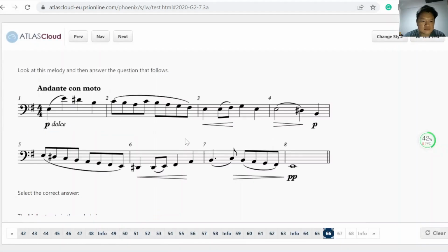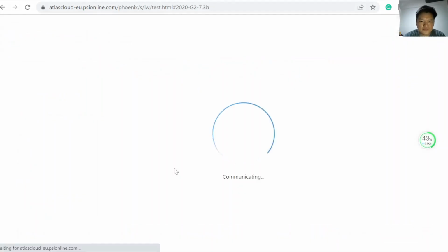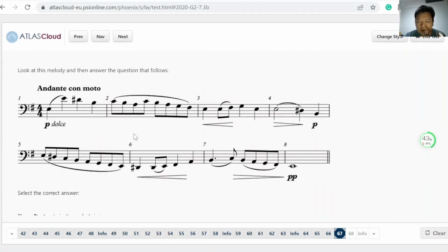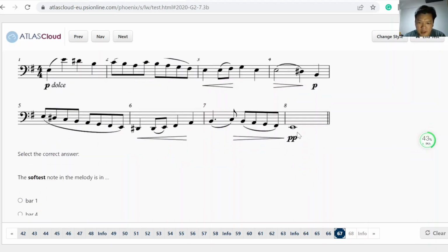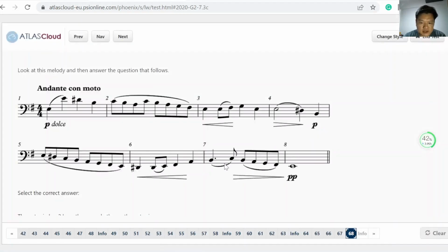Okay, next. The highest note in the melody. Just find the highest note. This here, E note, correct? Any others? Don't have. The E note is the highest. Next one. The softest note in the melody is in... softest means you have to find the double P, because double P stands for very soft, right? So it's bar 8. I think this is the last question.